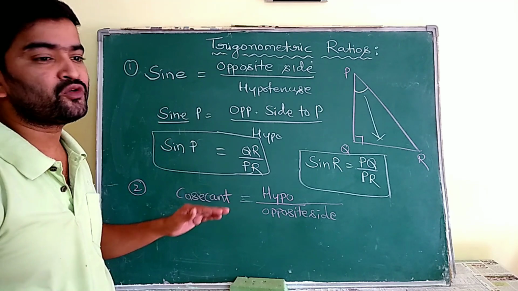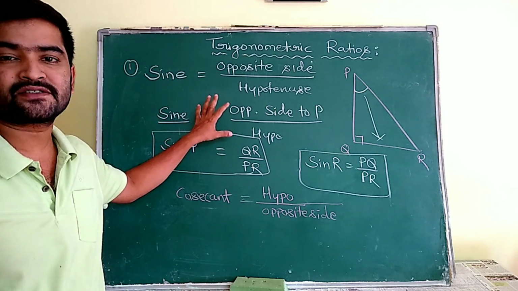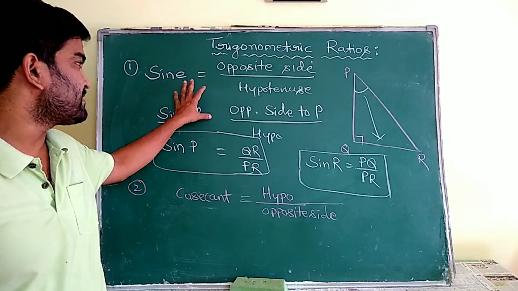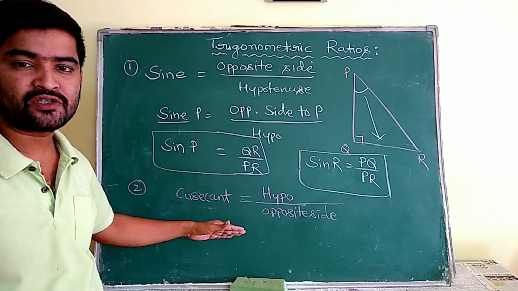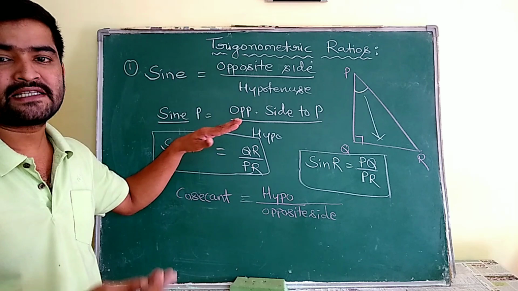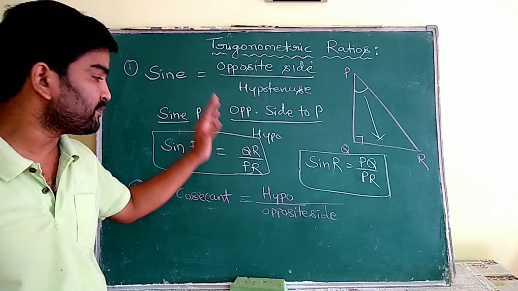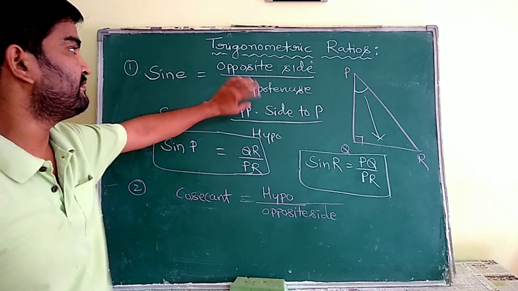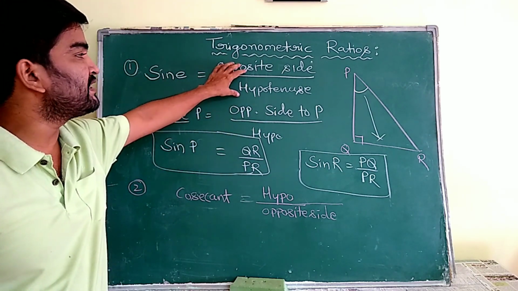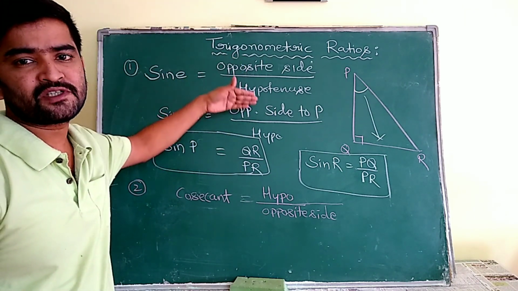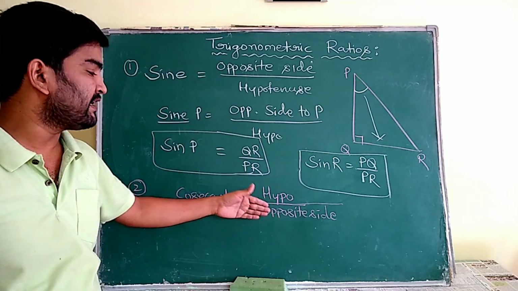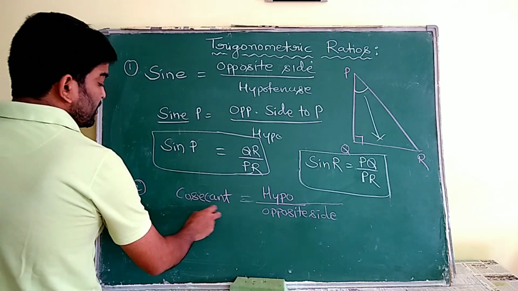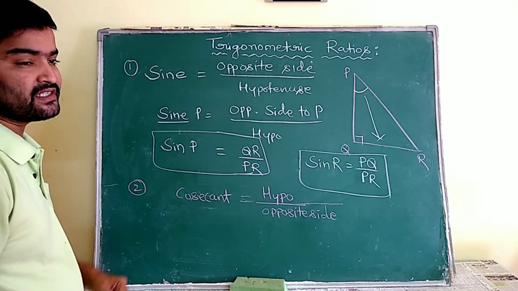Here I am going to explain one trigonometric ratio and its reciprocal value. As we discussed sine, here I am discussing the reciprocal value of this sine. The reciprocal value of sine is hypotenuse by opposite side. That is why hypotenuse by opposite side is considered as cosecant. Here the trigonometric ratio is cosecant.